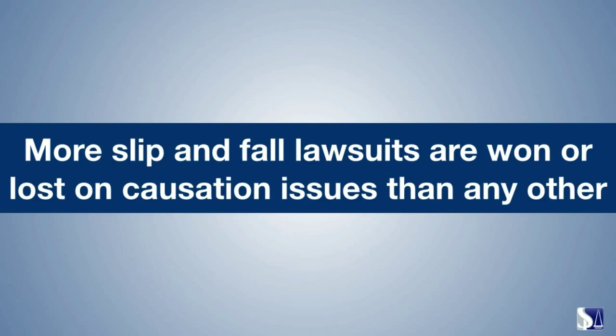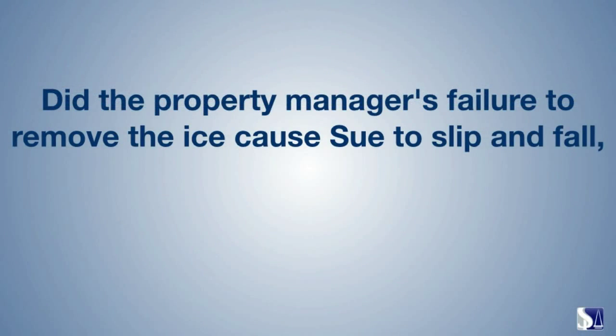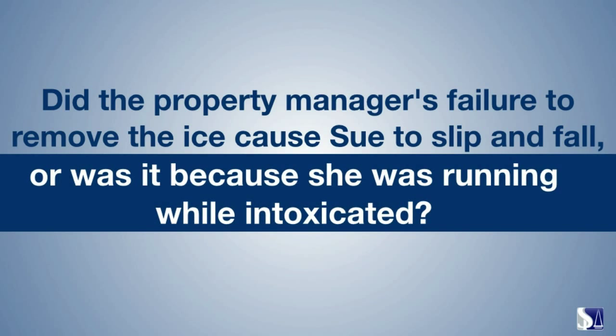In the icy sidewalk example, if Sue was running instead of walking, and she was drunk at the time, the actual cause of her slip and fall would be questioned. Did the property manager's failure to remove the ice cause Sue to slip and fall? Or was it because she was running while intoxicated? The property owner and management company could show that although the walkway was slippery, dozens of people traversed it over a period of several days, and not a single person fell. They could maintain that Sue's carelessness or intoxication was the actual cause of her fall.